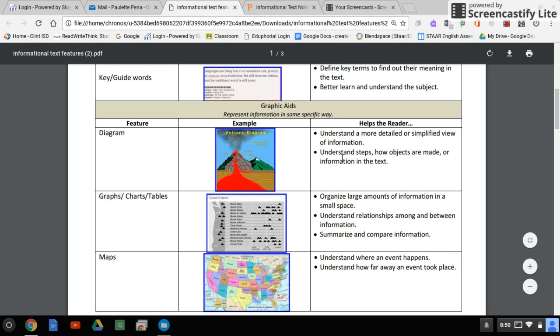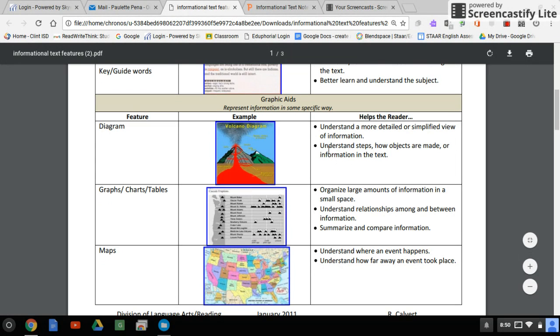Okay. The next one, understand steps, objects made, and information in the text. Diagram is always going to show you an easier view, simplified meaning easier, an easier view of the information by putting it in a visual and labeling it.